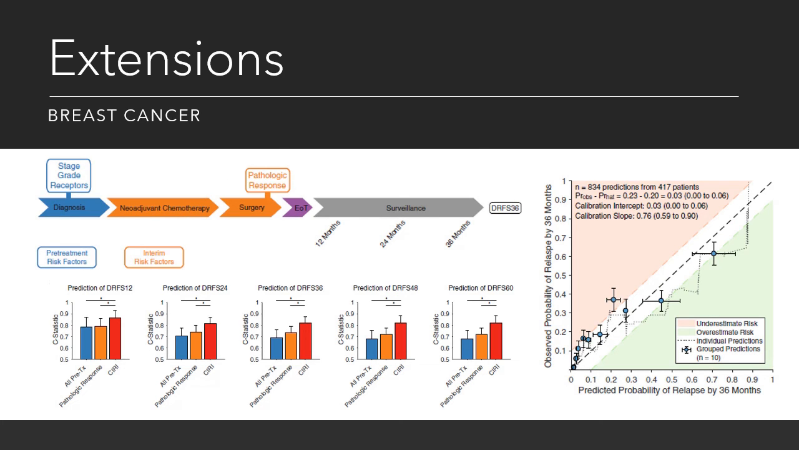Next is the extension to include solid tumor. This is the most common cancer in females, breast cancer. You will see that breast cancer uses only pre-treatment risk factors and pathologic response after surgery.